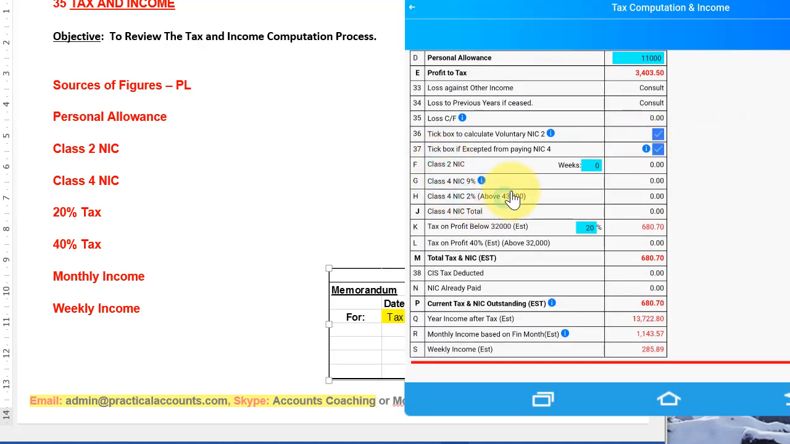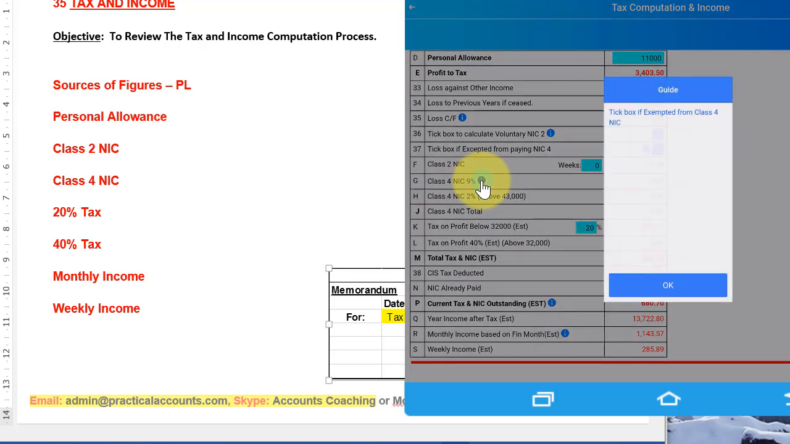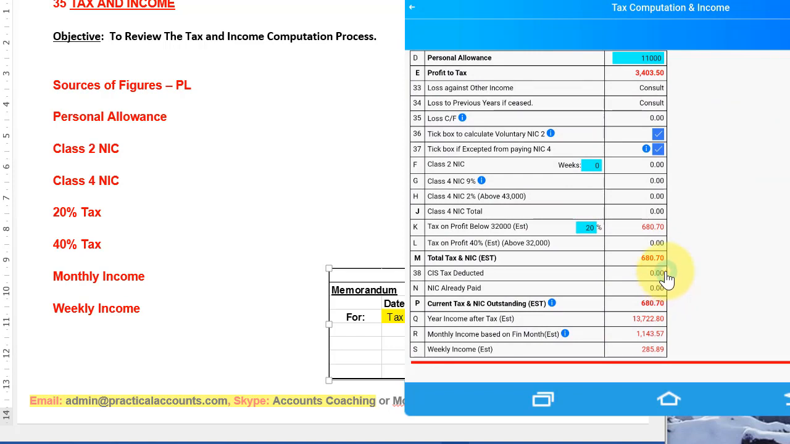And then class 4 NIC is 9%. Now this 9%, there's no explanation there. We shall have to check on that. That 9% is supposed to be computed on profits above 43,000. Let me see. Yes, it's supposed to be 43,000.